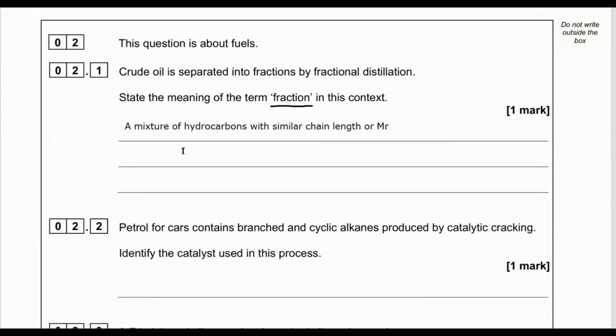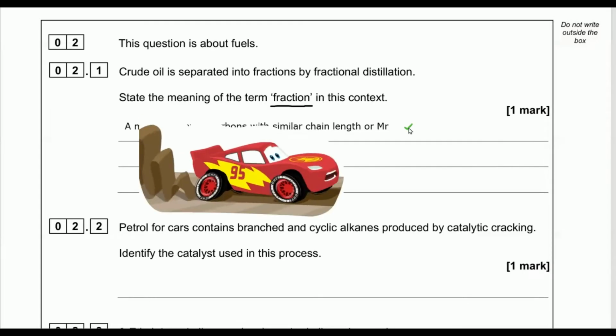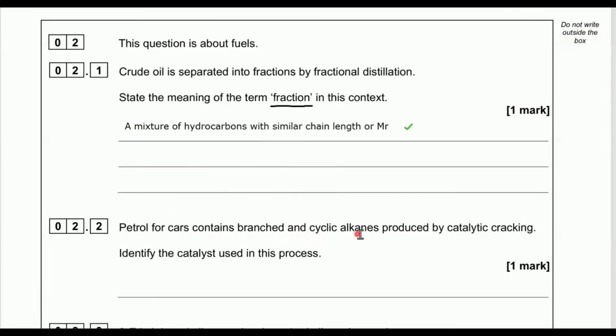Now let's move on. 2.2. Petrol for cars contains branched and cyclic alkanes produced by catalytic cracking. Identify the catalyst used in this process. Okay, this is an easy 1 mark question, and you just got to learn it off by heart. You need zeolite for catalytic cracking. What is zeolite? Zeolite is a compound made of aluminium, silicon, and oxygen, sometimes known as aluminosilicates. Easier to just remember zeolite.